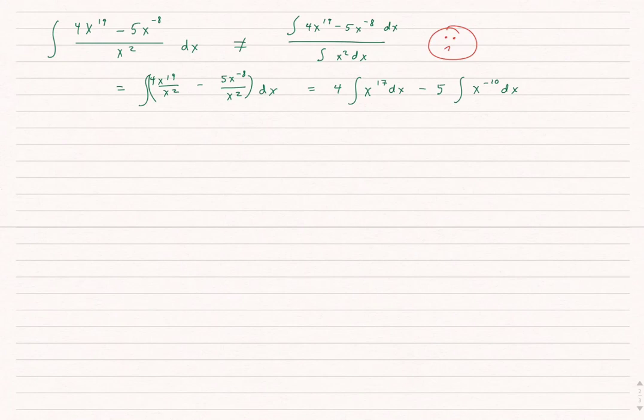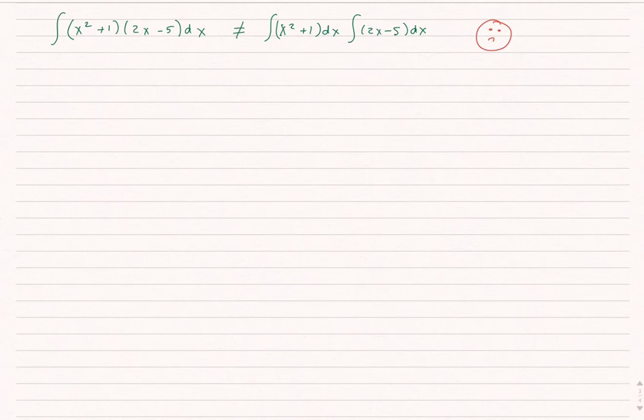Now I can go ahead and use the power rule. Remember, the integral of x to the negative 10 is x to the negative 10 plus 1, which is negative 9. Don't make that negative 11. Once I have this, I can simplify and get this for my final answer.